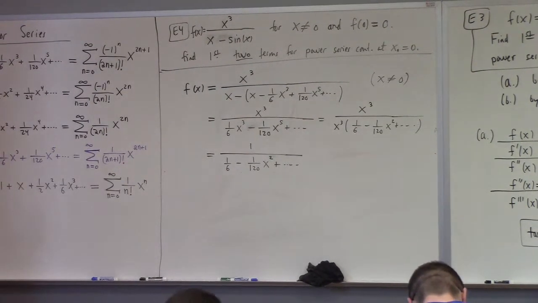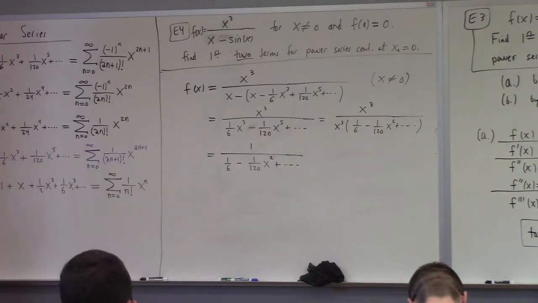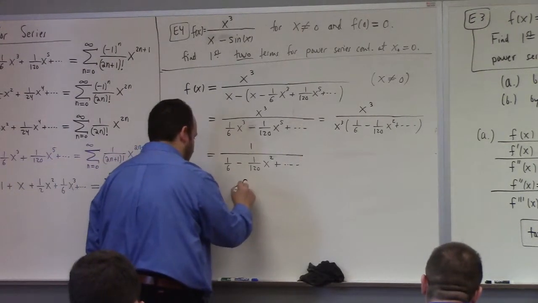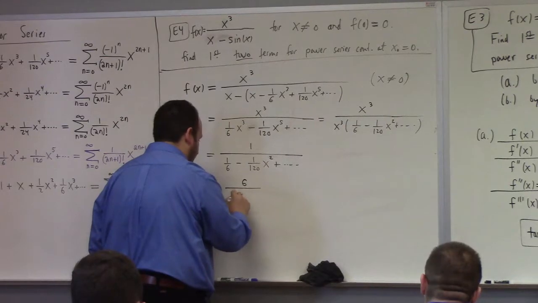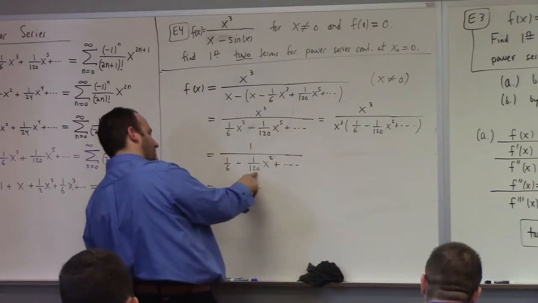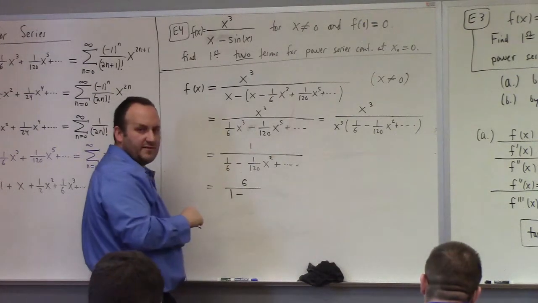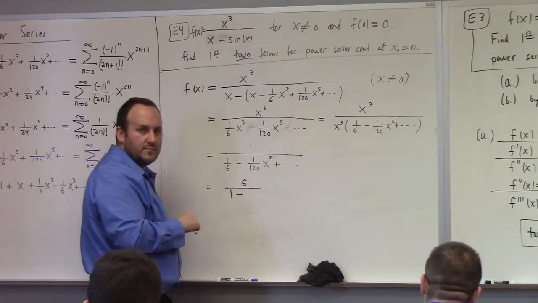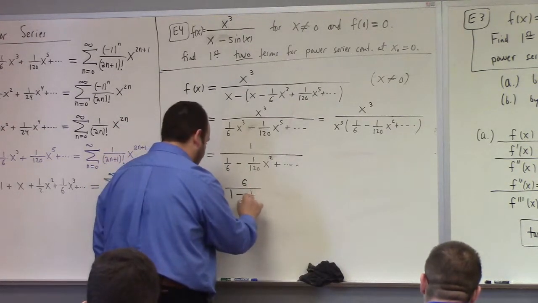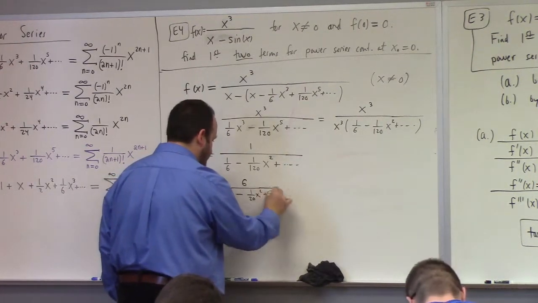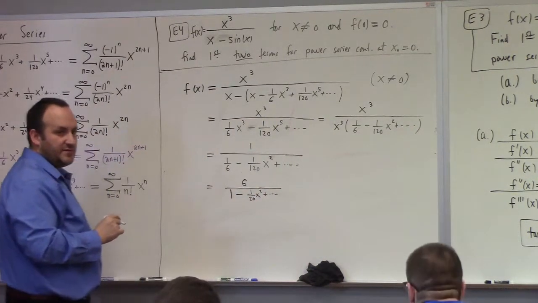And then how do you find the first two terms in the power series for that? Here's a thought. This is 6 over 1 minus, what's that? Multiplying top and bottom by 6, what do I get? I get 6 over 120, which was what? 1/20th, yeah? So if I look at this in terms of the geometric series, what do I got?